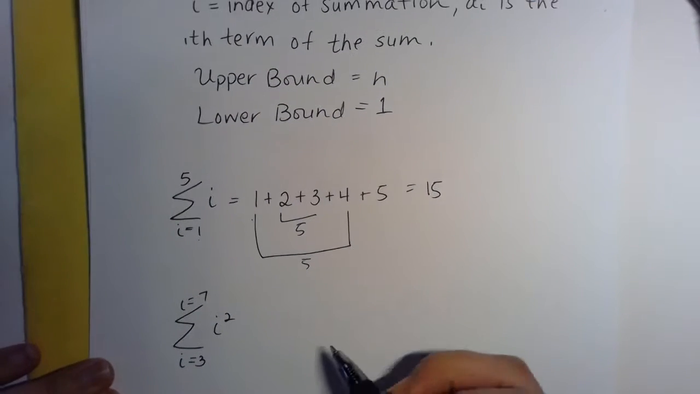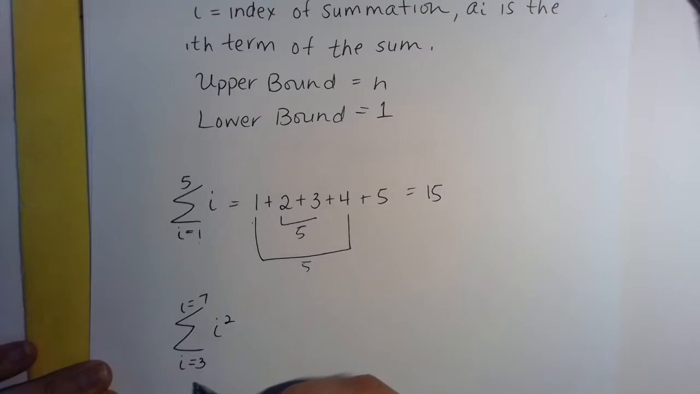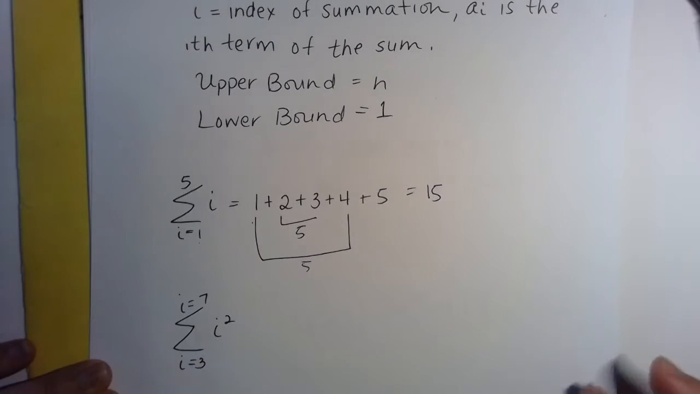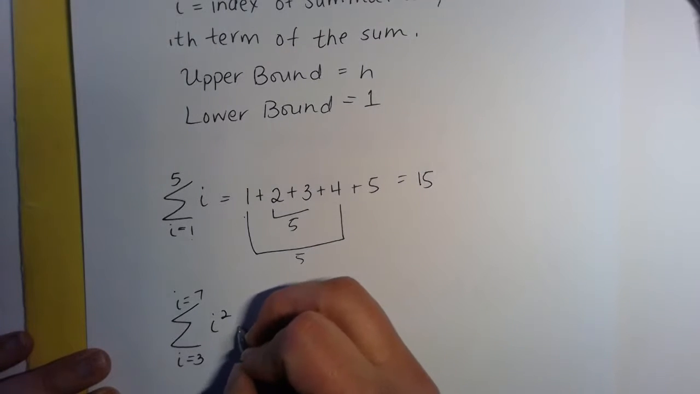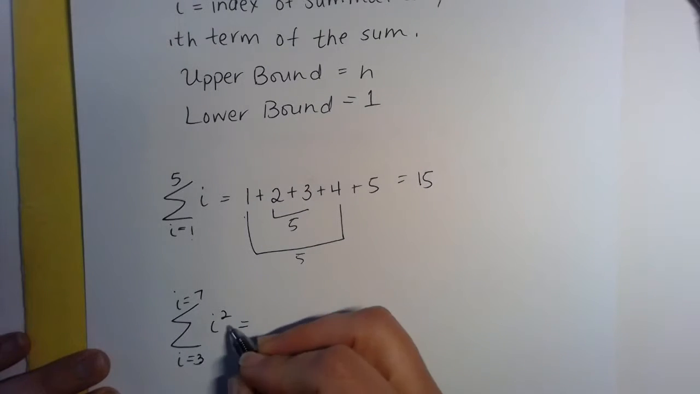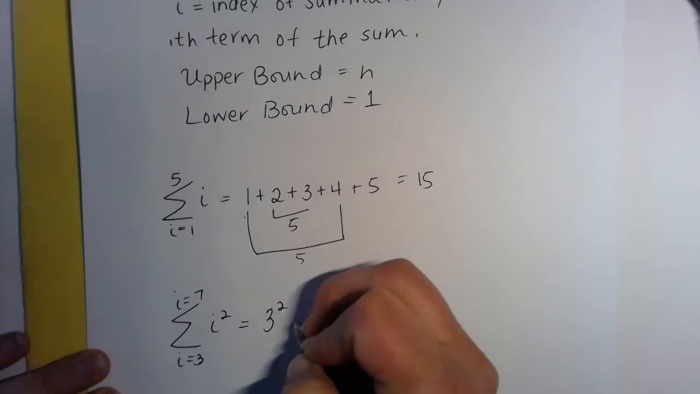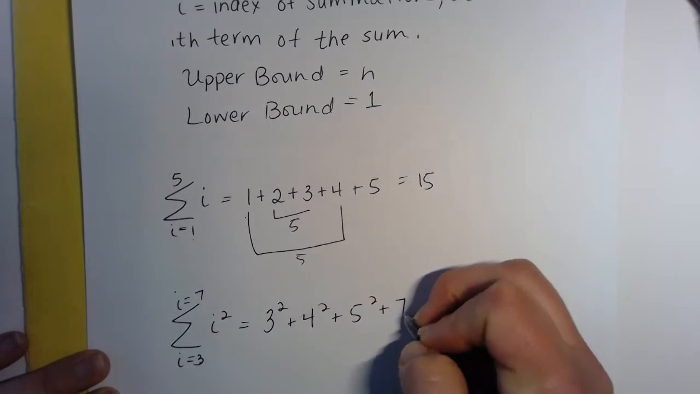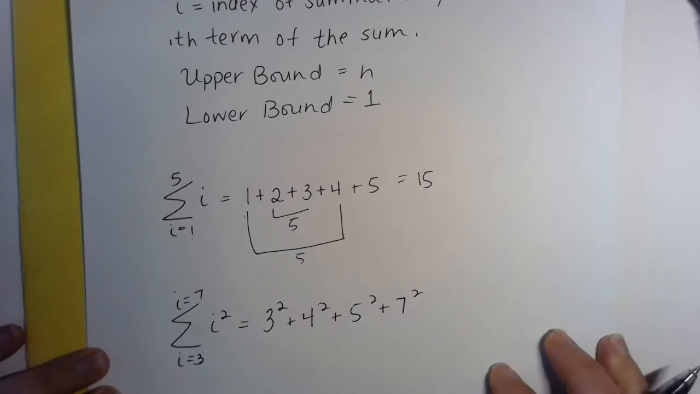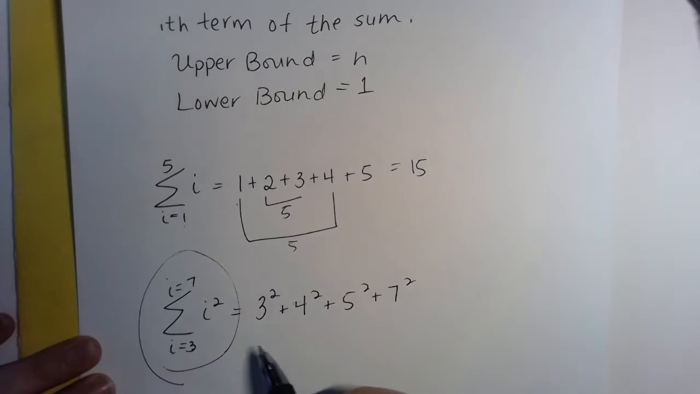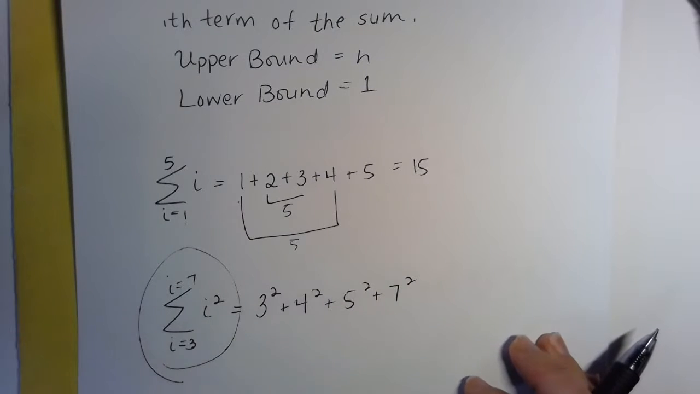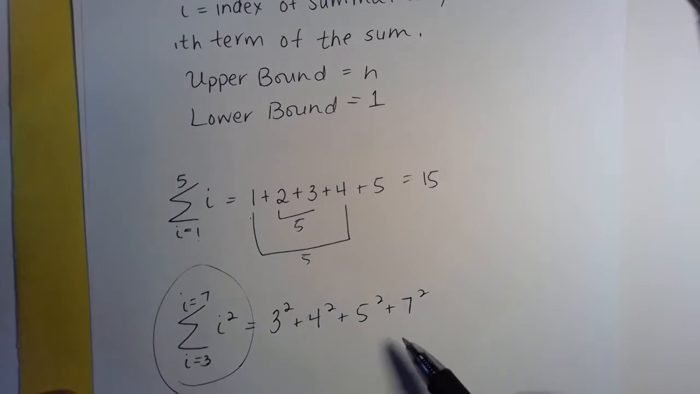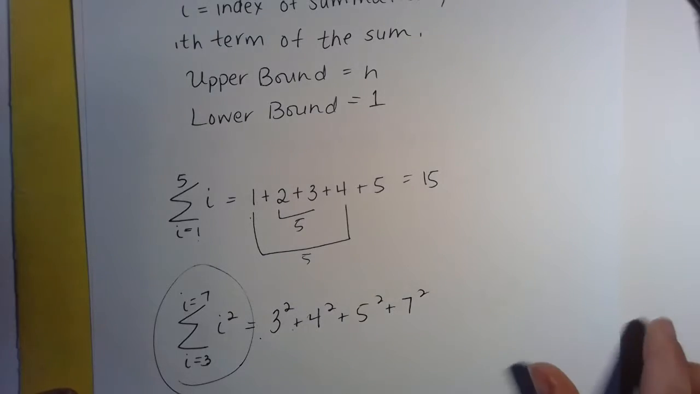Okay, so this time I have i squared, with i starting at 3 and ending at 7. I really didn't need the i on top, but basically this means I'm going to start with 3, so 3 squared plus 4 squared plus 5 squared, and so on until I stop with the top number, 7 squared. That's what this means, the sum of these. I'm not going to add them up. You can use a calculator if you really want to. But this is what it represents, the sum of these terms.